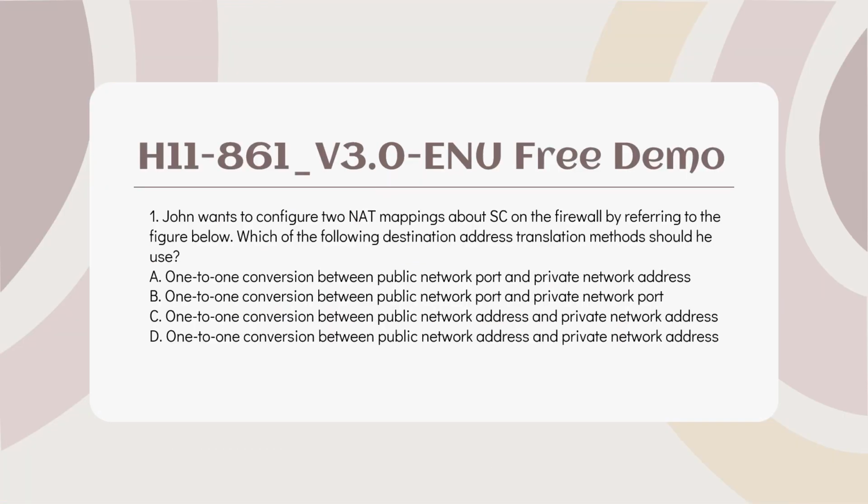John wants to configure two NAT mappings about SC on the firewall by referring to the figure below. Which of the following destination address translation methods should he use? A. One-to-one conversion between public network port and private network address. B. One-to-one conversion between public network port and private network port. C. One-to-one conversion between public network address and private network address. D. One-to-one conversion between public network address and private network address.